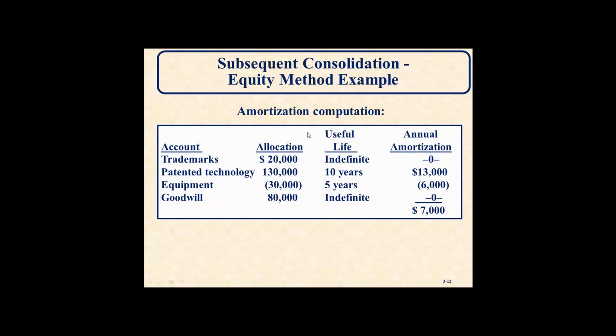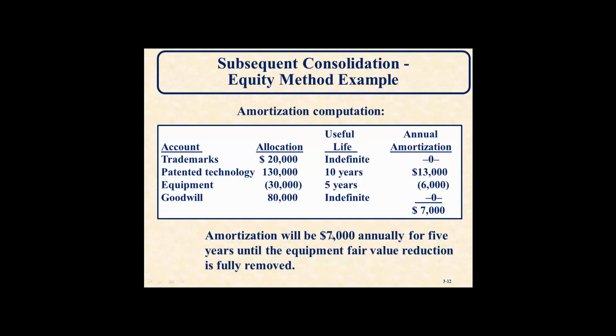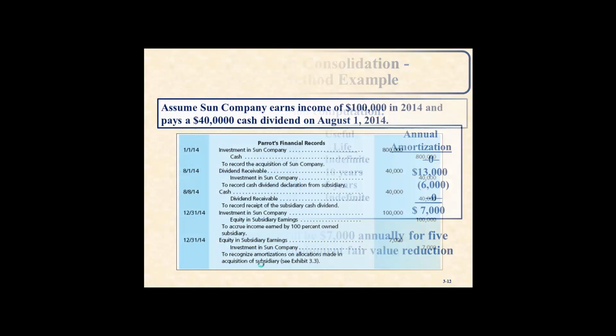Now you're going to compute amortization. The trademark has an indefinite life, so there will be no amortization. The patented technology has 10 years, so you divide the $130,000, which is the fair market value difference, by 10. So $13,000 in amortization. And the equipment is negative, so it's going to go the opposite way. It's overvalued, and so you divide that by 5 years, which is $6,000 a year, and you don't amortize Goodwill. So 13 minus 6 is $7,000 in amortization. Amortization will be $7,000 annually for 5 years until the equipment fair value reduction is fully removed.